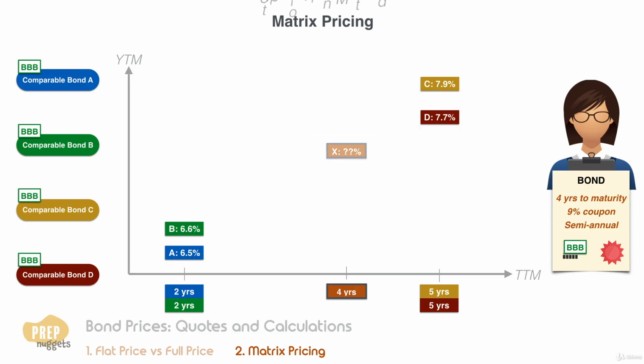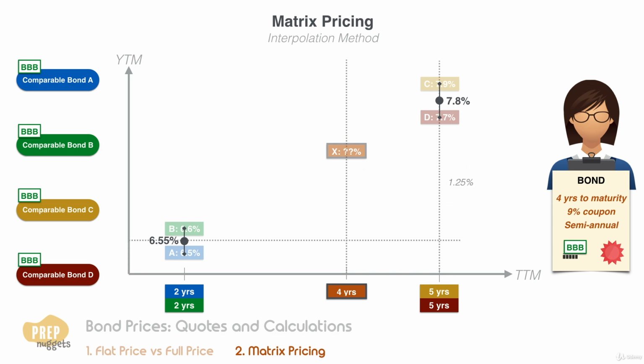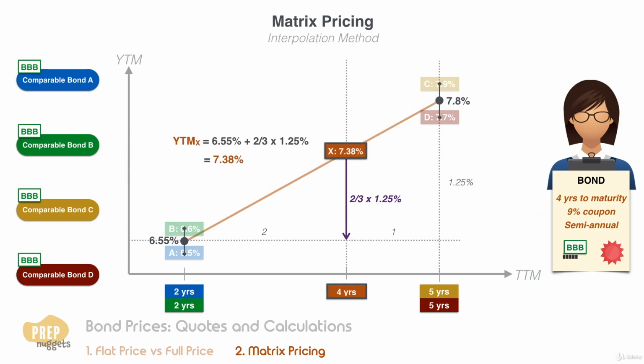One simple way is to use the interpolation method. We start with finding the average of the yields of bond A and bond B, which is 6.55%, and bond C and D, which is 7.8%. The difference between the two yields is 1.25%. Since the relationship is linear, the increase in yield for the 4-year over the 2-year should be 2/3 of 1.25%. The yield to maturity for bond X should therefore be 6.55% plus 2/3 of 1.25, which is 7.38%.